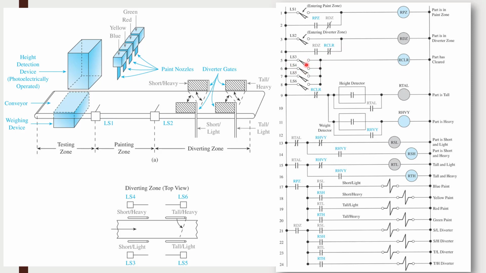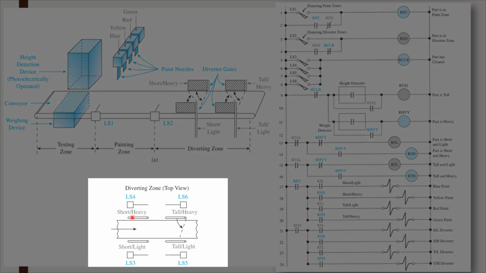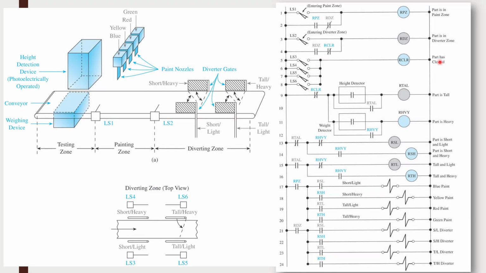This is an OR situation. LS3 or LS4. This means that it has fallen to the bin. It's kind of shown here. This diverter swings out this way, and as this comes down, it's going to hit that diverter and it's going to fall off the conveyor into the bin. And on its way to the bin, it's going to hit that limit switch, LS4, and that means the part's cleared because it fell off the conveyor into a bin. And that'll break the seal that says that I'm not in the diverter zone anymore.